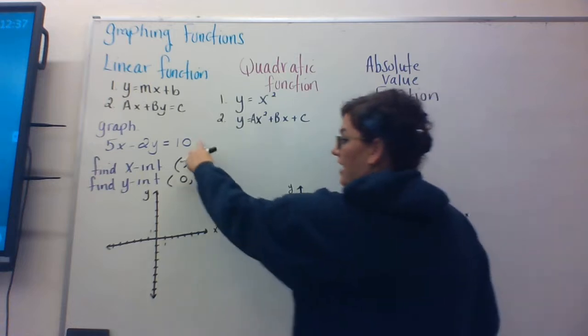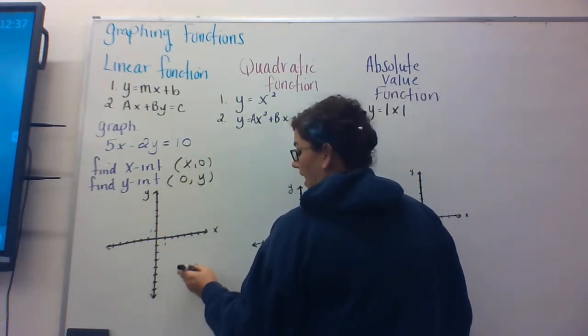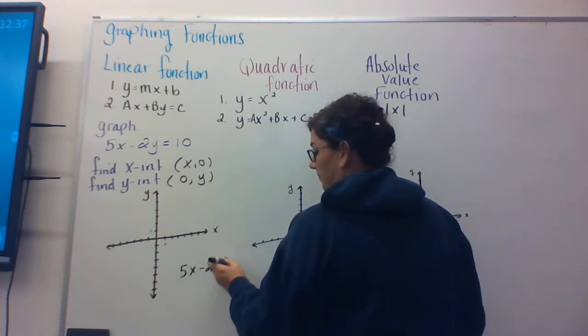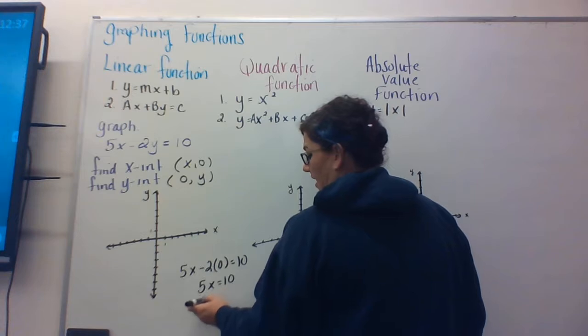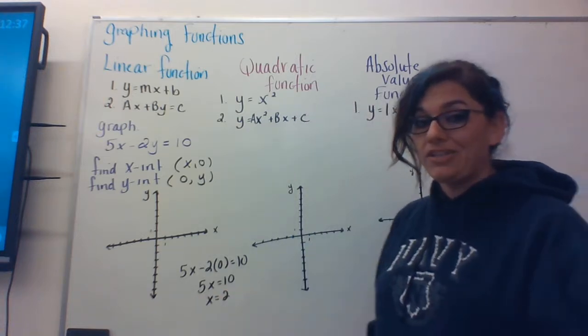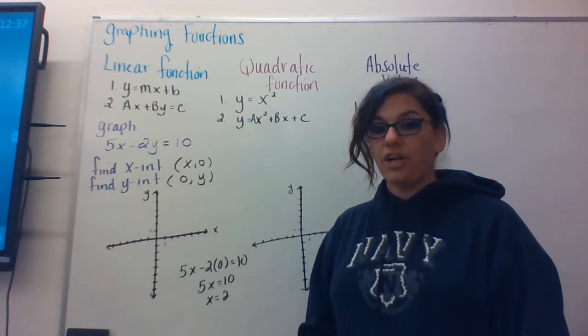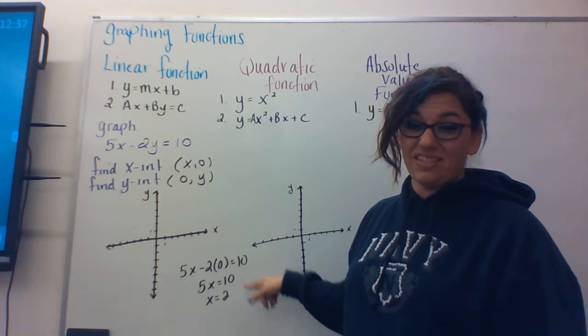If I'm going to find the x-intercept here, I'm going to go ahead and say 5x minus 2 times 0 is 10. That's going to give me 5x equals 10, and that's going to give me x equals 2. By the way, if what I just did was like, whoa, I don't know where she got all that from and how she moved from step to step, please come see me in my office hours. This is something we need to talk about.